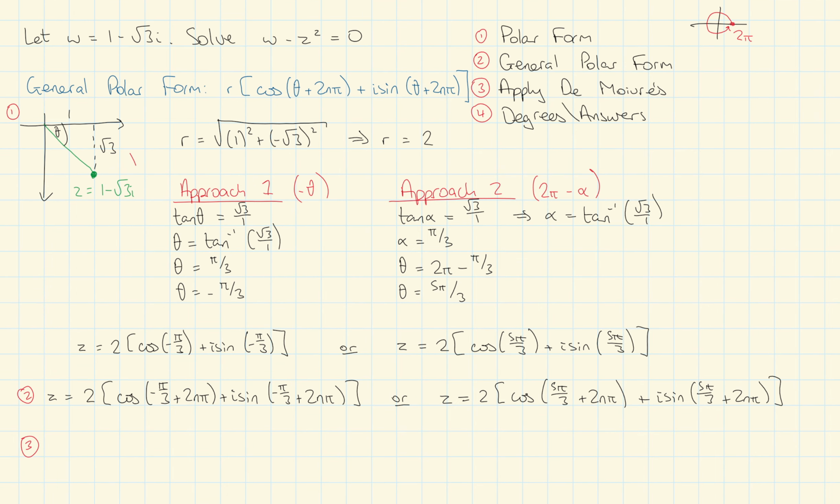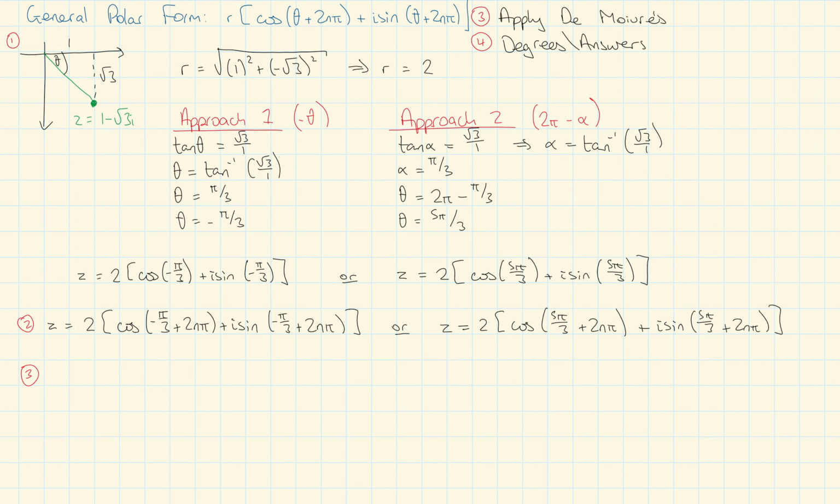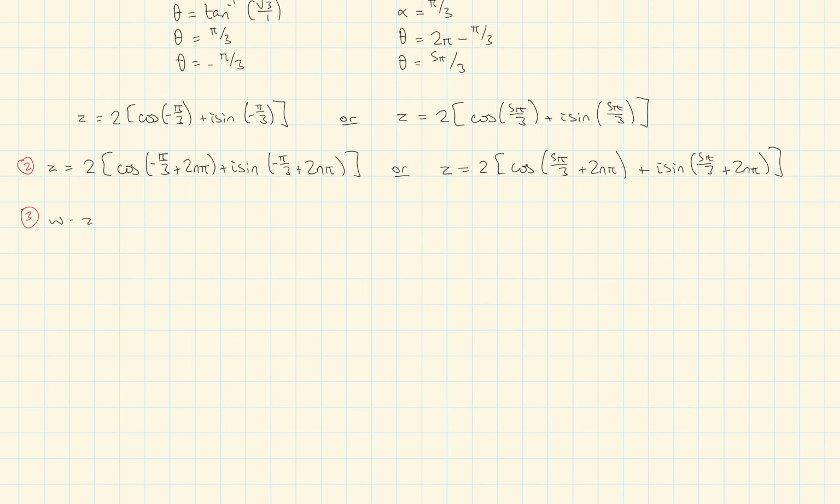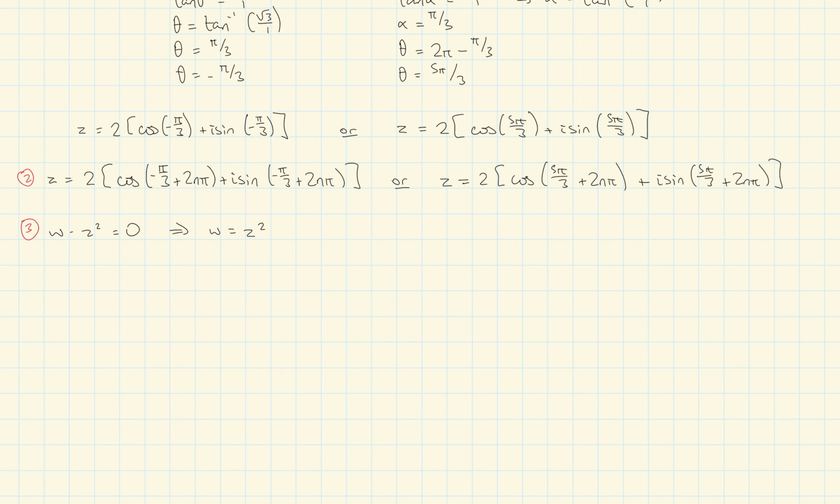Step 3 then, we want to apply de Moivre's. So we were told w minus z squared equals 0. So we get w equals z squared. Sorry, they had labeled this as w. Our goal here is to solve for z. So z is equal to root of w, which for de Moivre's we will consider as w to the power of a half. So this part here now allows me to step into de Moivre's.